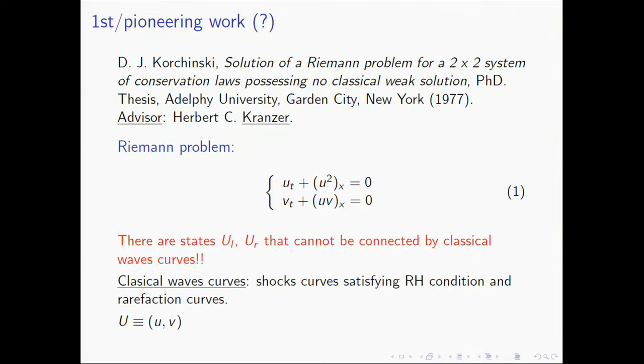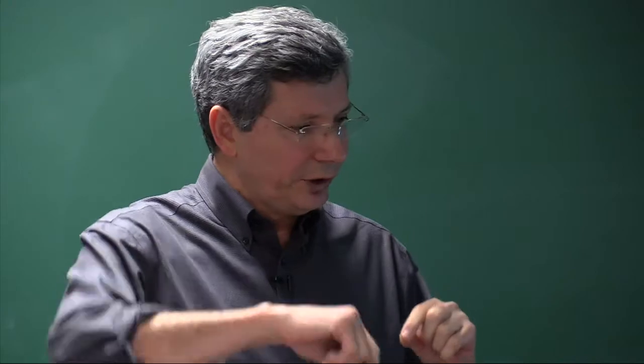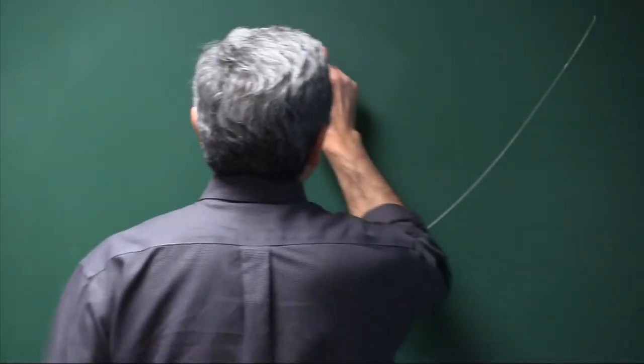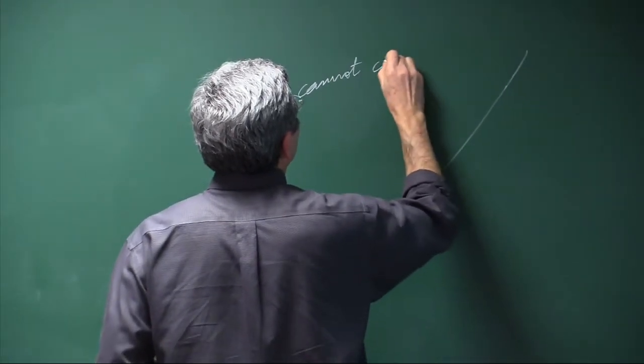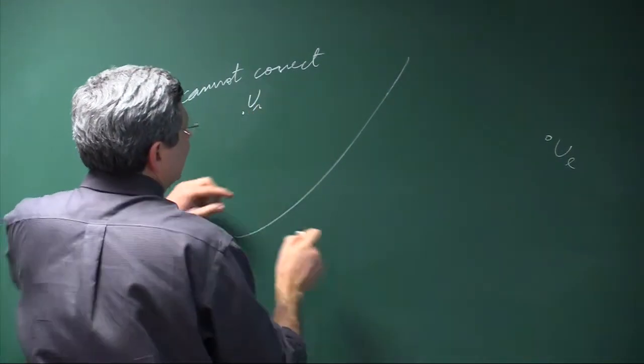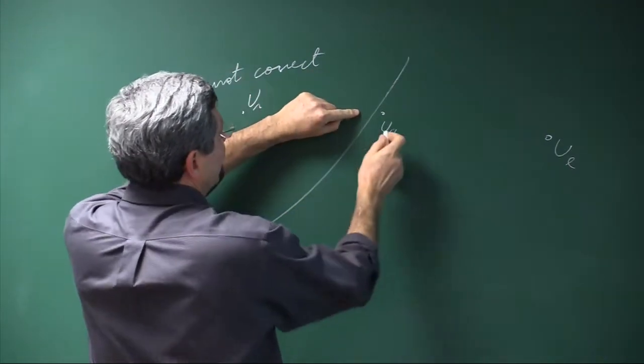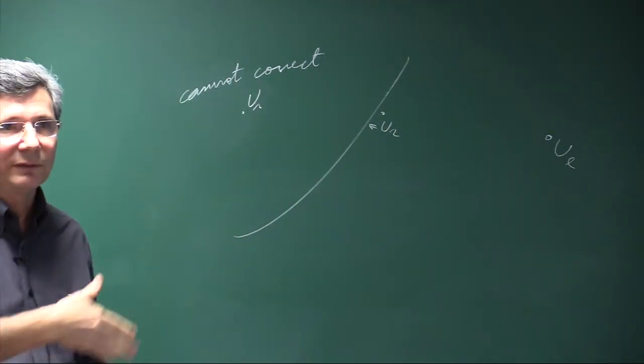He considered this system here. And he showed that, well, the fact is that for certain left and right states, if you look at the wave curves, there is no connection with one curve and two curves. So you have to use some other kind of solution, and that is the delta wave solution. Usually what they do is, you have a region where you cannot connect. You have UL here and UR here, say you cannot connect. What you do is you move UR here, so you can connect, and then you approach and see the limit, and in the limit some delta function appears along the curve.